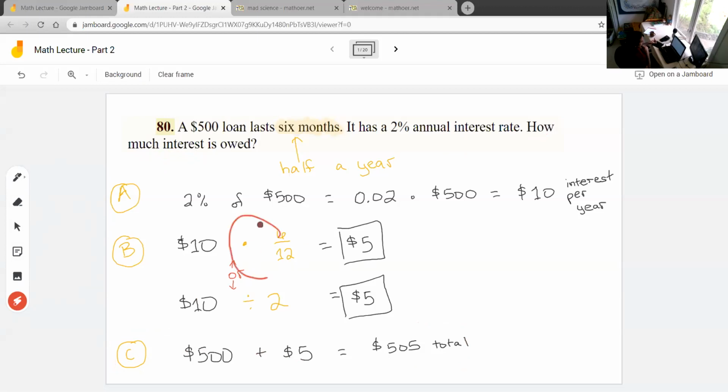Okay, so this was the important part. Everyone happy with if it's less than a year, you would shrink the interest. It's less than 1 year's fee.